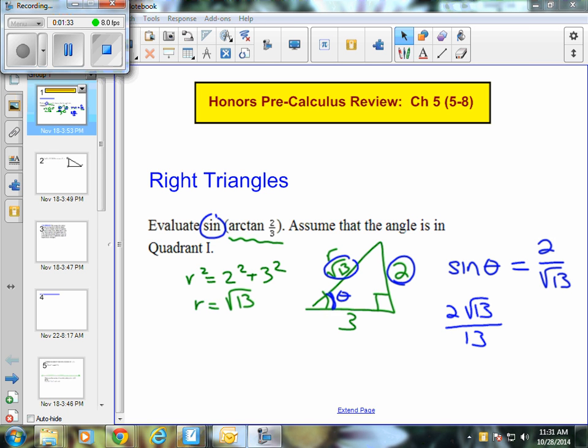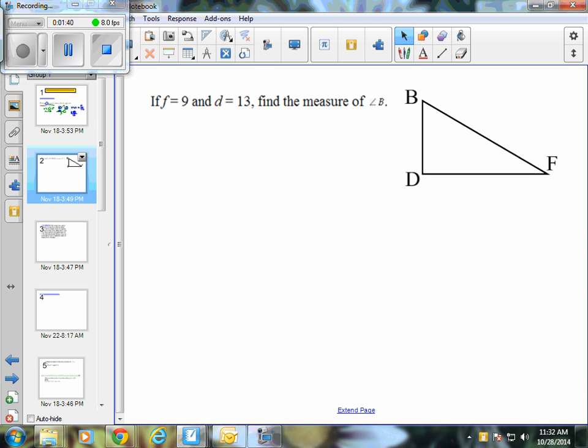Part of what you're going to have to do on the test is make sure that you can solve for things in right triangles. So let's try a couple more right triangles real quick. They're telling us that side F, so let's go ahead and label, across from F is 9 and side D is 13, which means we don't know little b. And we want to find the measure of angle B.